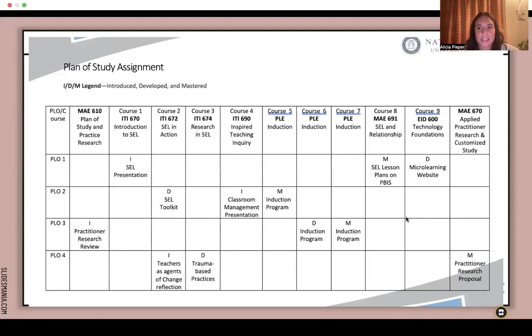Here is my plan of study assignment. I will be going into more details on the following slides of what course I took, the artifact I chose, how it aligns to the PLO, and whether I characterized it as introduced, developed, or mastered.